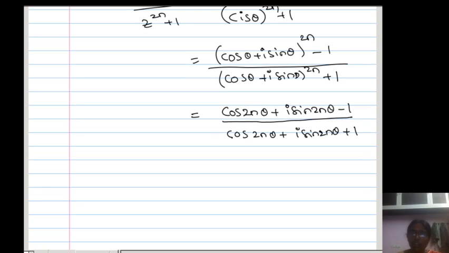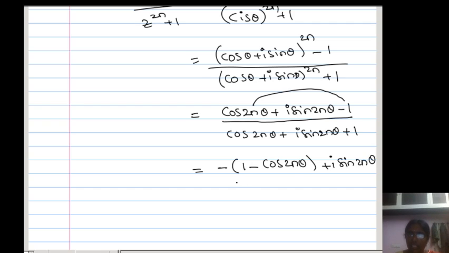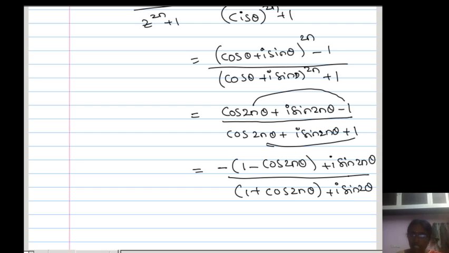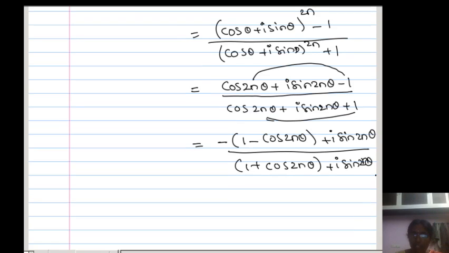Okay, so now what I am doing first, here I am taking minus common. From this step, minus common: 1 minus cos 2n theta, I am writing as it is, plus i sin 2n theta, as it is, by what is in the denominator, 1 plus cos 2n theta as it is, plus i sin 2n theta. Means real part I am writing, imaginary part separately. Real part and imaginary part. Okay, sin 2n theta. Next step.